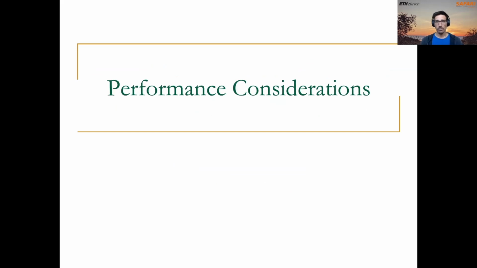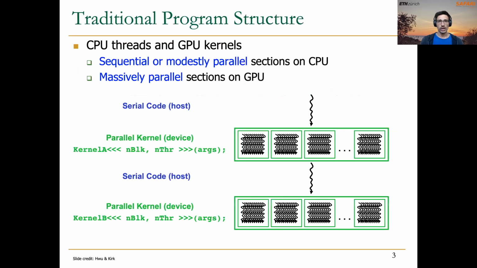Let's very quickly recap on what we have covered in the previous lectures. Remember that in the last lecture, we were talking about main GPU performance considerations. Remember as well the typical program structure in heterogeneous computing systems with CPUs and GPUs: what we would normally do is execute the sequential or modestly parallel sections of the code on the CPU and the massively parallel sections of the code on the GPU.